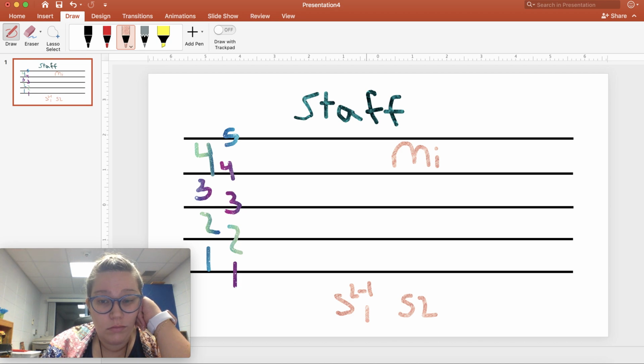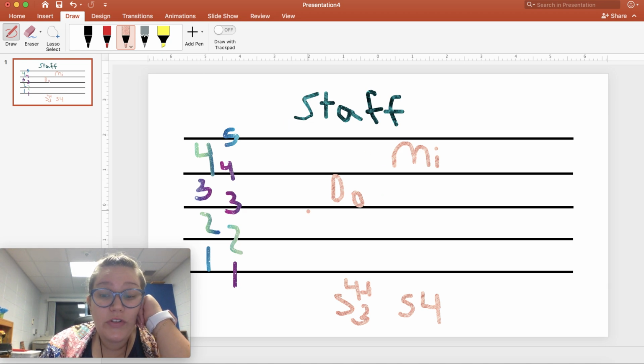Oh man. I just realized mi is on space 4 and I wrote space 2 down here. We gotta erase. Let's try that again. Mi's on space 4 and do is 1 lower. So 4 minus 1 is 3. Do is going to be on space 3. Oh, Miss Szymanski, it's been a long day. So there's do.